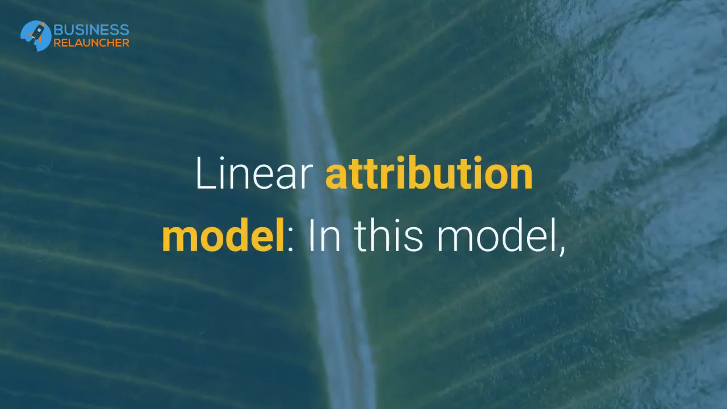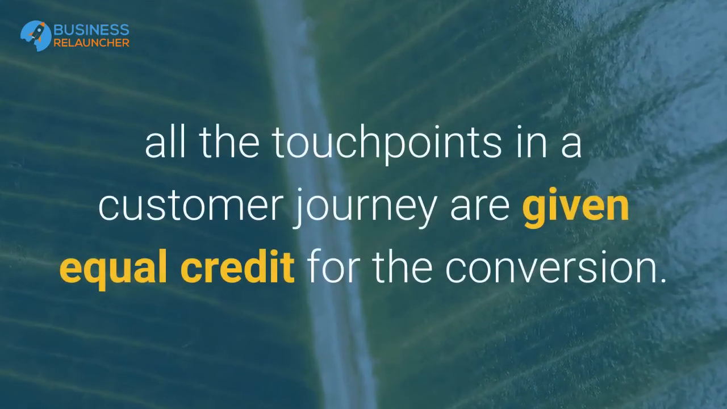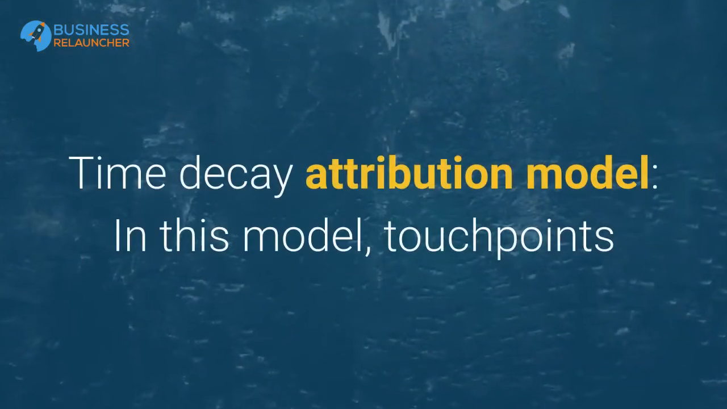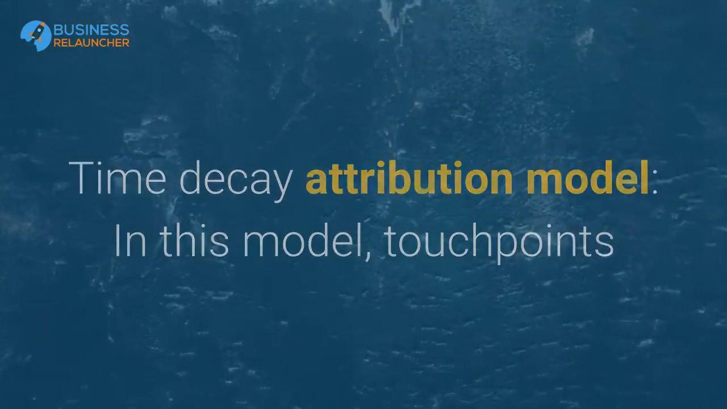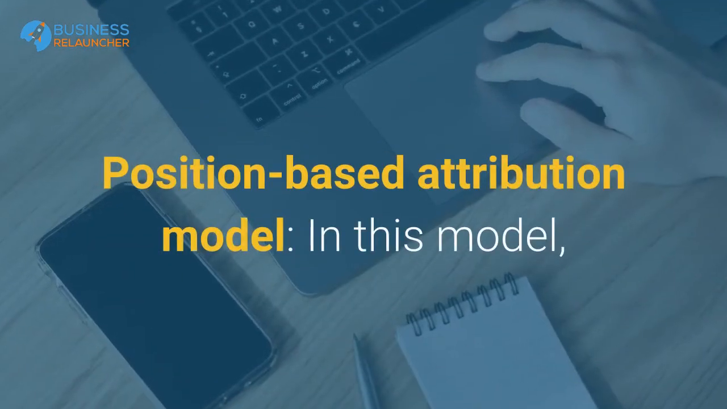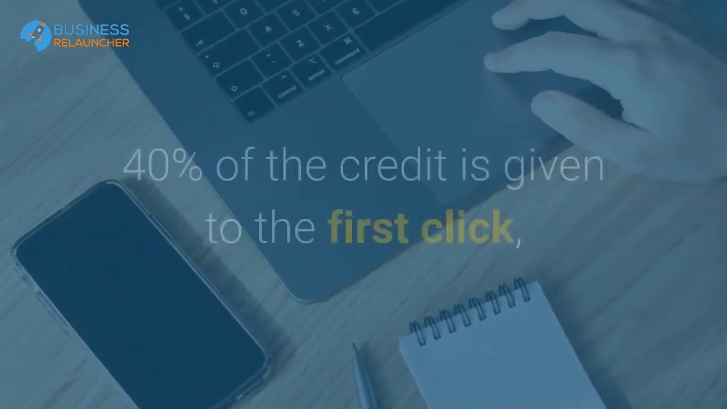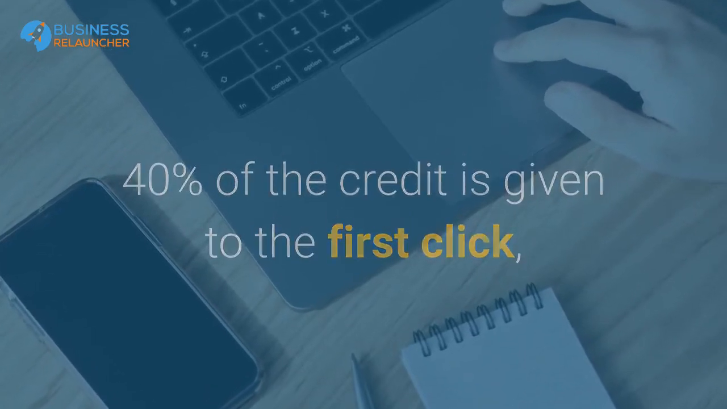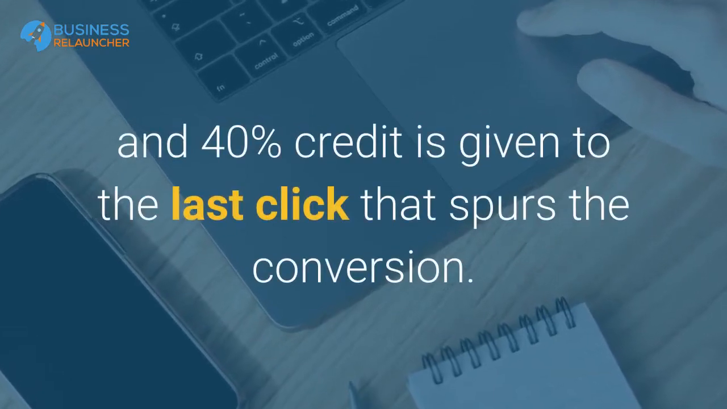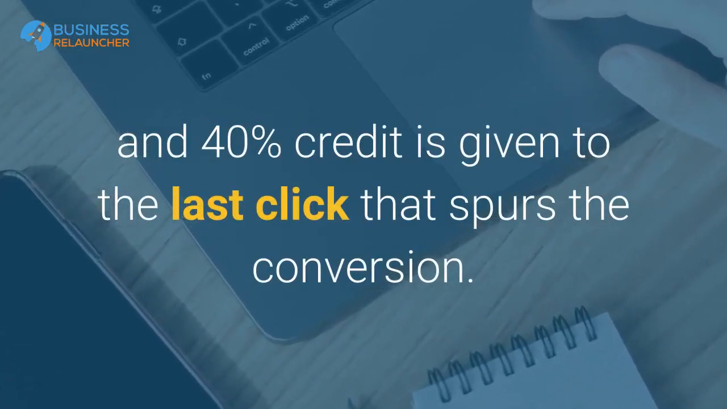Linear attribution model. In this model, all the touch points in a customer journey are given equal credit for the conversion. Time decay attribution model. In this model, touch points that are closer to the conversion receive more credit. Position-based attribution model. In this model, 40% of the credit is given to the first click, 20% is given to clicks in the middle of the journey, and 40% credit is given to the last click that spurs the conversion.